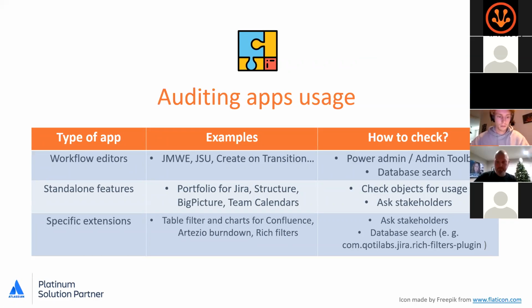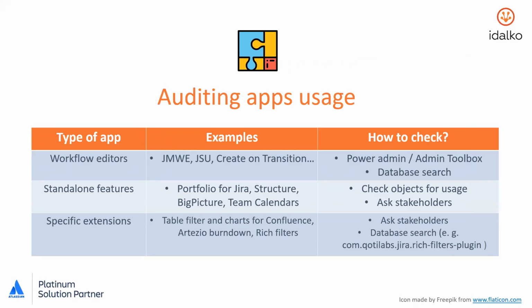The second one are apps that provide very distinctive features, such as project planning in Big Picture or Advanced Roadmaps, using Gantt charts in Structure, using a CMDB in Insight or team calendars in Confluence. Usually it's clear to determine if they are being used. And that is if you would ask the stakeholders first, like, do you use any of these objects or add-ons?